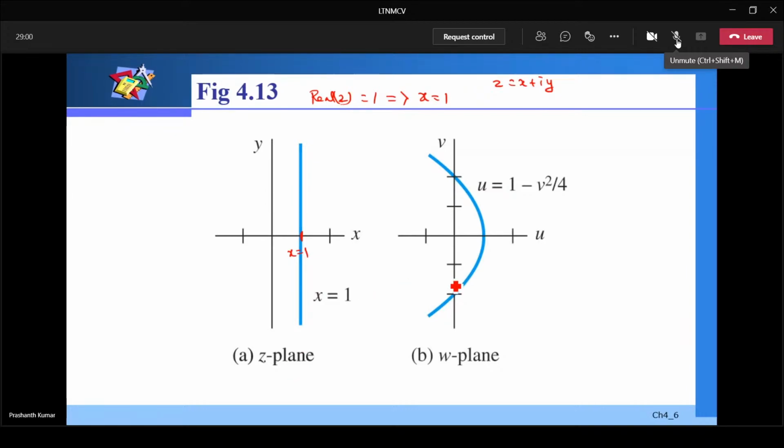ఇక్కడ నుంచి మనం w plane కి తీసుకున్నప్పుడు u is equal to 1 minus v square by 4 is the curve. The curve is like this one. ఇది కర్వ్. ఇప్పుడు చూడండి అమ్మా, u is equal to 1 when v is equal to 0. v is equal to 0 అంటే ఇదే కదా, ఇది 0 అయినప్పుడు ఏమవుతుంది, ఇది 1 అవుతుంది.